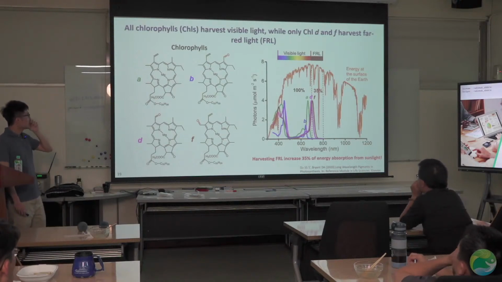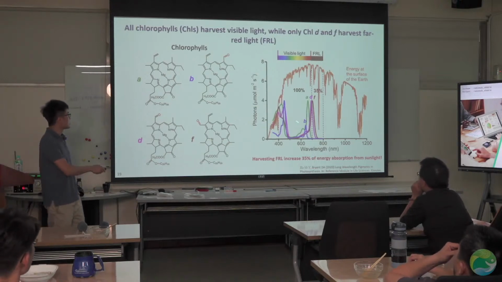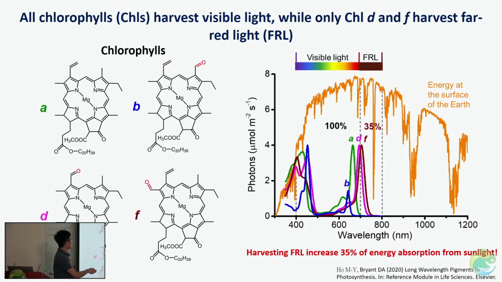Plants do photosynthesis using chlorophyll A and B. Looking at the spectrum of energy that reaches the surface of the Earth, you can see chlorophyll A and B harvest light in the visible range. The structures of chlorophyll A, B, D, and F are pretty similar. There's only one functional group difference among the modifications.